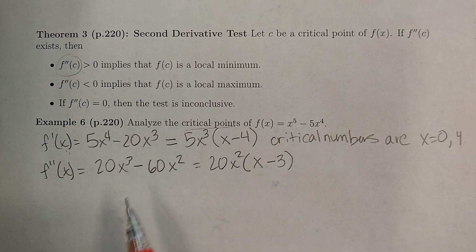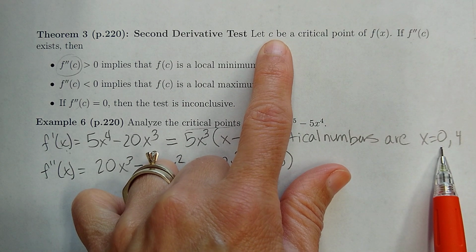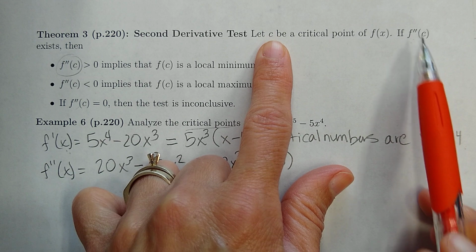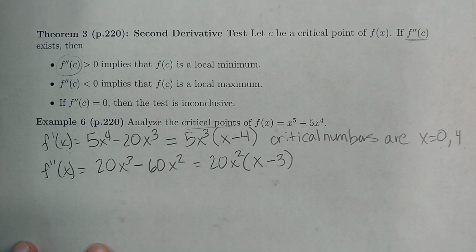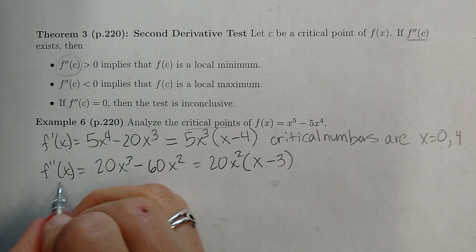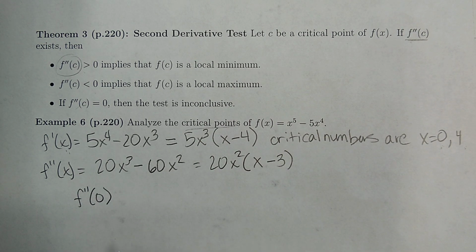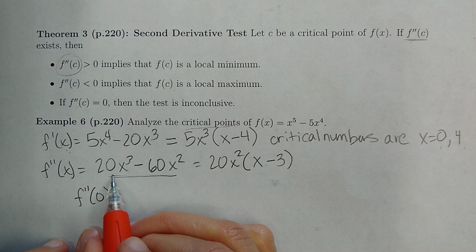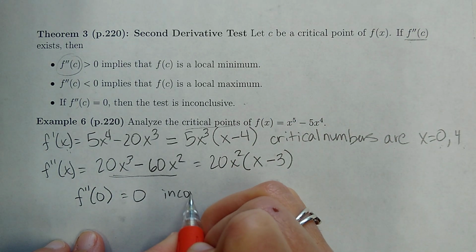Okay, so now how do we use that second derivative test? Well, we found that x equals 0 is a critical number and x equals 4 is a critical number. And now we need to evaluate our second derivative at 0 and 4. The second derivative evaluated at 0 is, in the easiest form to evaluate, just 0. And so the second derivative test is inconclusive.